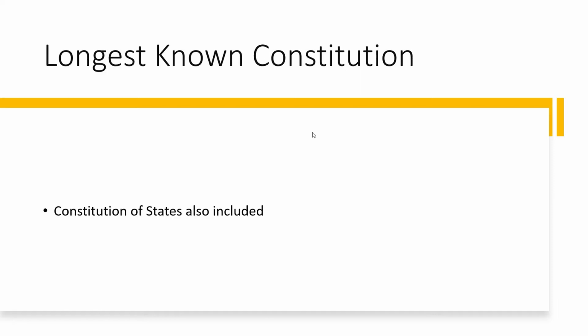And Indian Constitution is the longest known constitution, and the reason being that the constitution of states are also included. It is not only the Indian Constitution which talks about generally the central government, but the constitution of states, the administrative thing, everything is included in the Indian Constitution. If you compare with the American Constitution, Indian Constitution is very long and lengthy, and it is about 100 times the American Constitution.